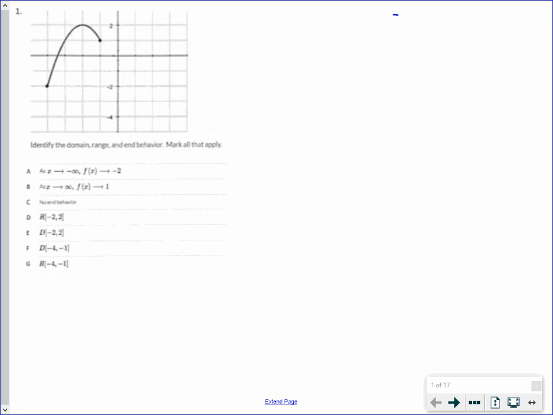How's it going, guys? Today, what I want to do is go over the Module 1 test and preparation for the final that's coming up. So let's go ahead and get to it.